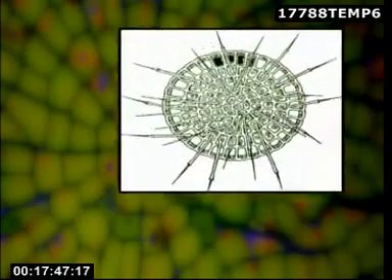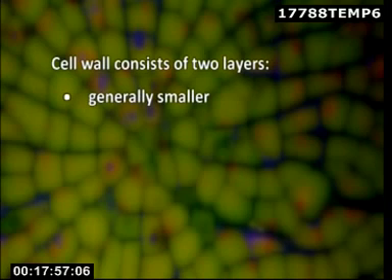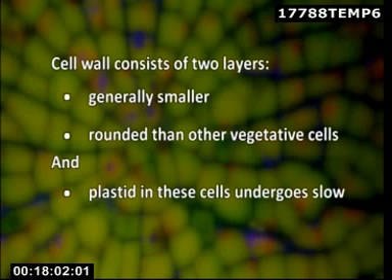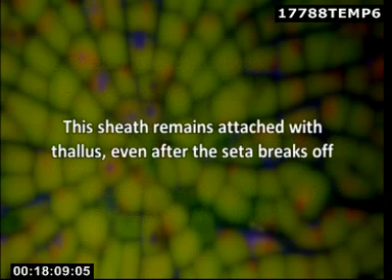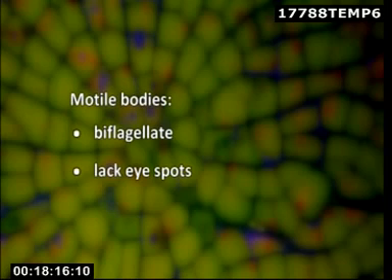Under certain conditions, especially when available nitrogen is in short supply, certain Coleochaete cells produce long colorless projections with a sheathed base called sheathed seta. The seta-bearing cells are generally smaller and rounder than other vegetative cells, and the plastids in these cells undergo a slow circular motion called cyclosis. This sheath remains attached with the thallus even after the seta breaks off. The motile bodies are biflagellate and lack eye spots.